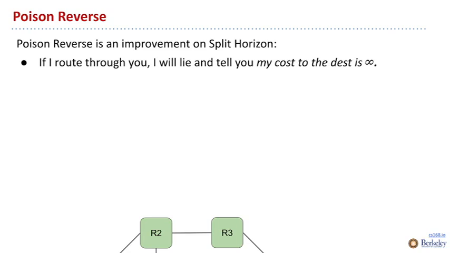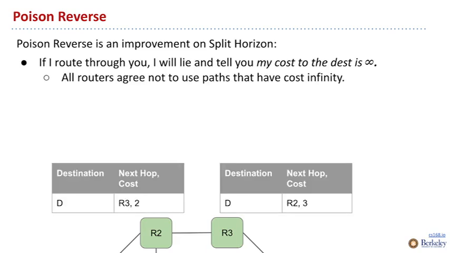Why is this conceptually lying? Because you do actually have a path that is less than infinite cost, but you're going to say it's infinite cost to make sure that in no world is your neighbor going to give you a packet. Yeah? And all routers, like, who's going to send a packet on a path with cost infinity?